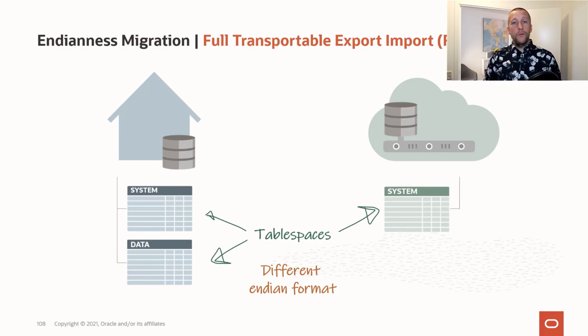In this example, we have a system tablespace and a data tablespace in our source database. Normally, you would have a lot more tablespaces, sysaux, undo, and other user tablespaces as well. But for simplicity, I only have the system tablespace and my data tablespace where I store all the user data. In my target system, I only have a system tablespace because I haven't created any user data there yet. I haven't migrated into that database yet. You'll notice the colors are different to represent that they are of a different endian format.